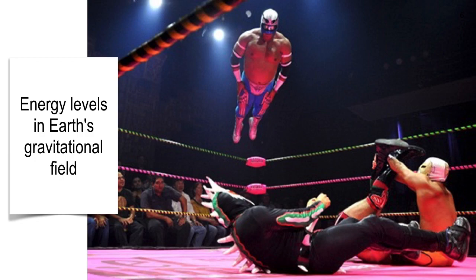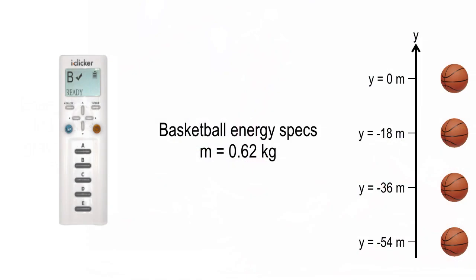Energy levels in Earth's gravitational field. Okay, so some more clicking. And let's look at a set of distances here. Go ahead and make a sketch, a y-axis, and we're going to drop that. You know, this is the actual mass of a basketball. The one in the homework was 0.800 kilograms.